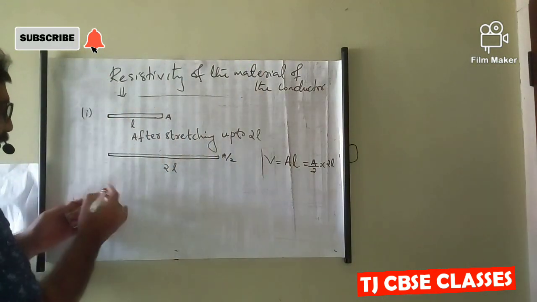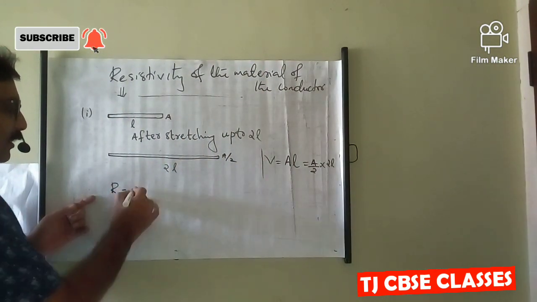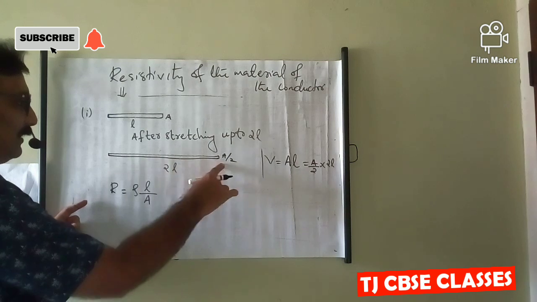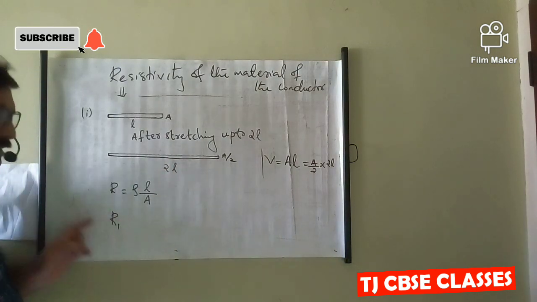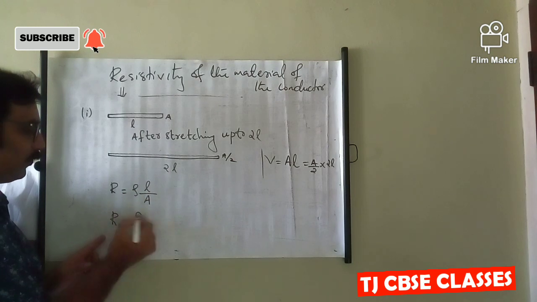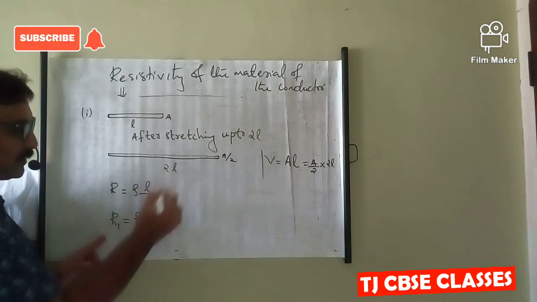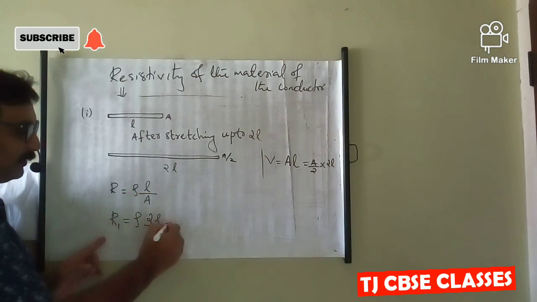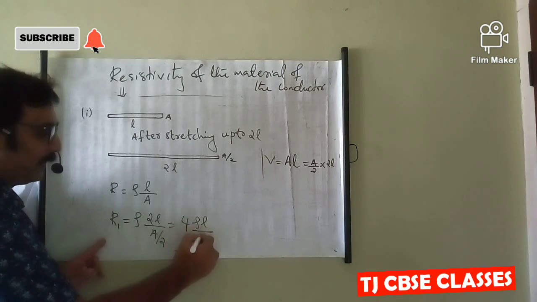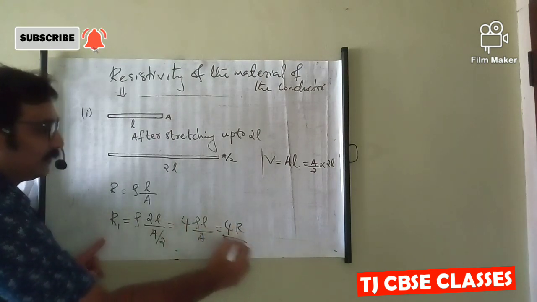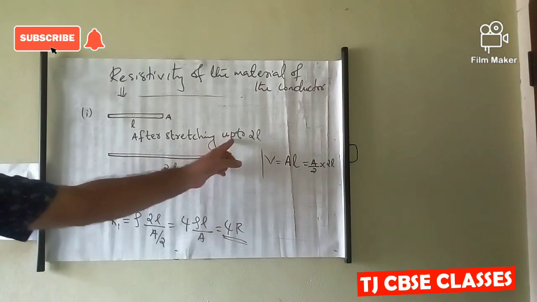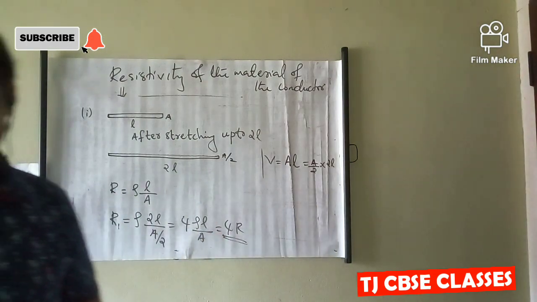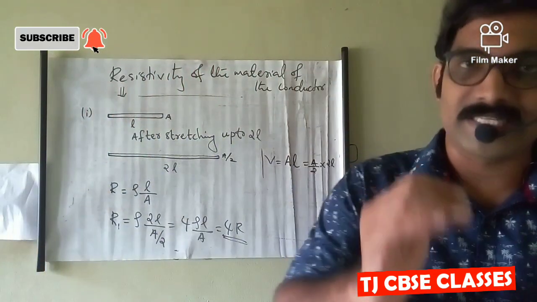Then what happens to the resistance? R is equal to rho into L by A. When length increases, the resistance also increases. That means rho into 2L by A by 2. Here 2 will go up to the numerator. Then it will be 4 into rho L by A, or 4 into R. That means after stretching up to twice the length, the new resistance will be 4 times of the initial resistance. It's very important related to resistivity.